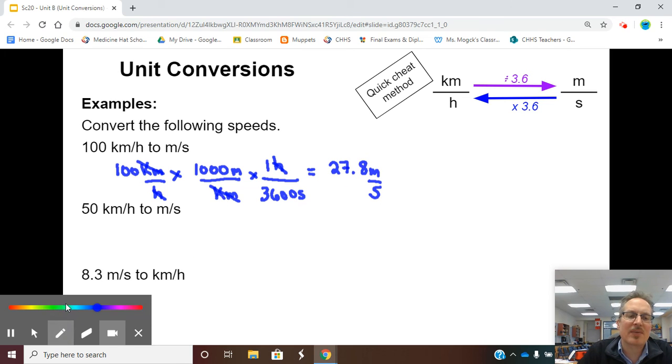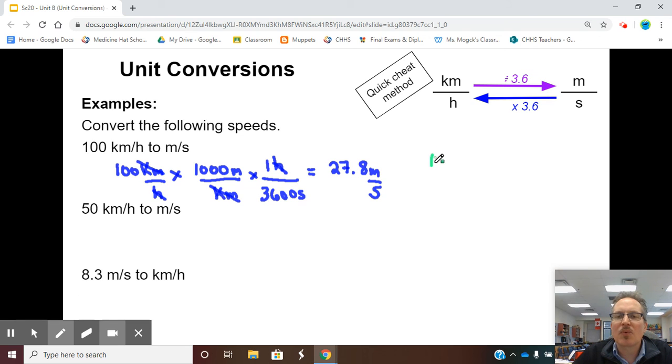Now, there is another way we could do this. We could take 100 kilometers per hour, and if I want to go from kilometers per hour to meters per second, we divide by 3.6. I'm going to do it in my calculator just to prove it. 100 divided by 3.6. And I am going to again get 27.8 meters per second. Anytime we're converting back and forth, if we go from kilometers per hour to meters per second, we divide by 3.6. If we go from meters per second to kilometers per hour, we multiply by 3.6.